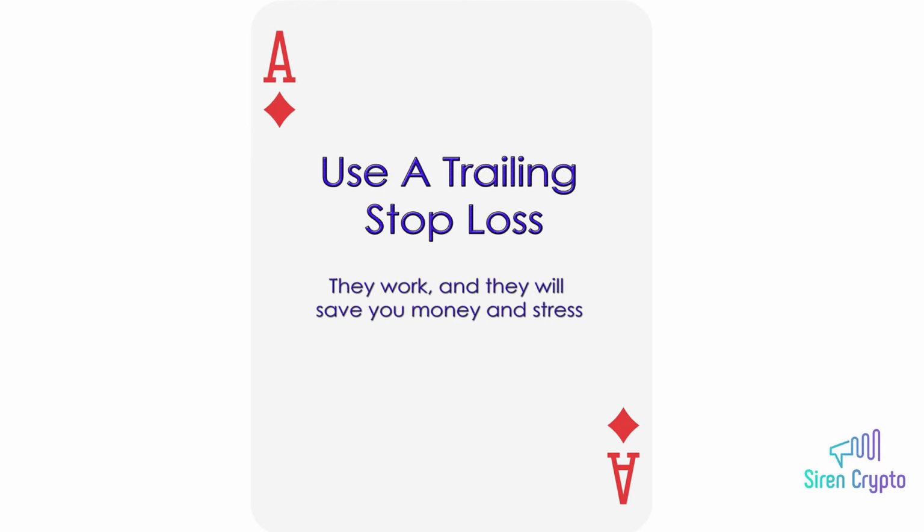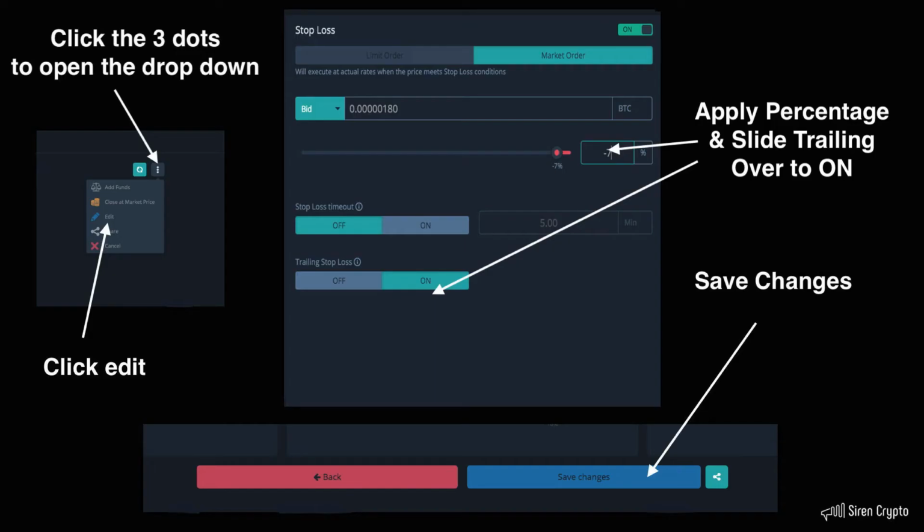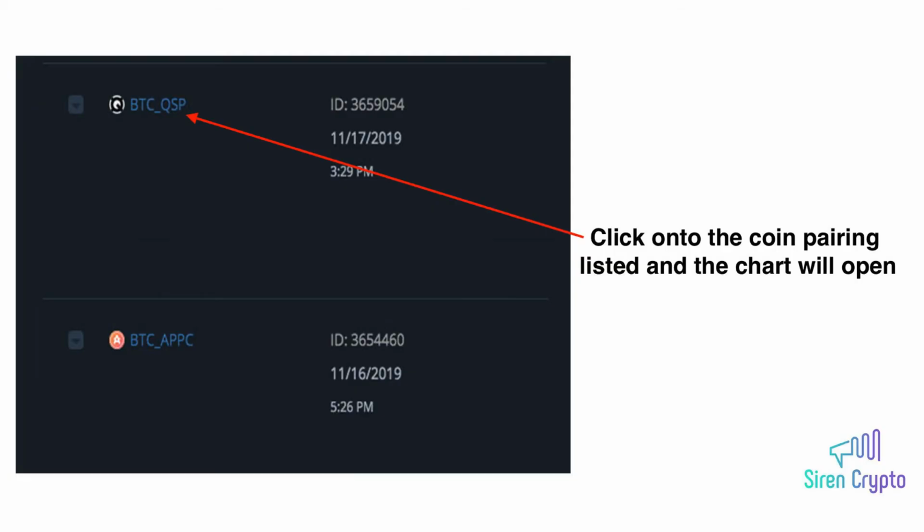Let's look now at adding a trailing stop using 3 commas to an open position. Adding a trailing stop is really very simple. We again go to Edit, go to Stop Loss and click Trailing here, and then we add in the percentage distance and press Save. And that's as easy as it is. The open trade then has a trailing stop applied. Let's go back to our open position and check the chart within 3 commas to see where our trailing stop is. We click the coin pairing at the left-hand side of the open position to reveal the chart.